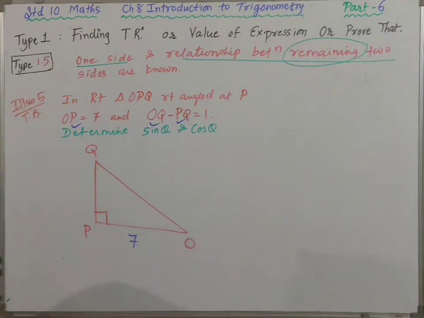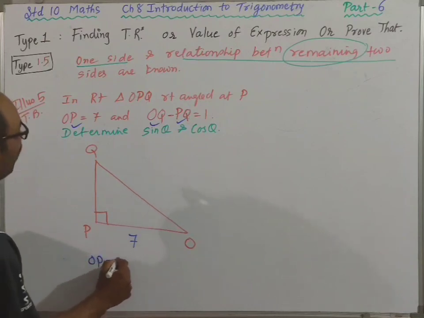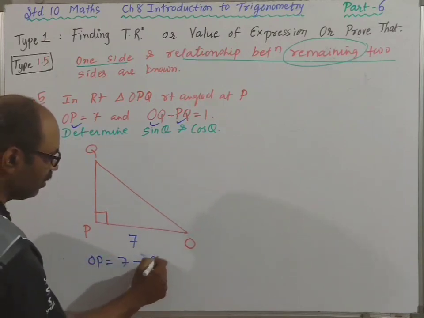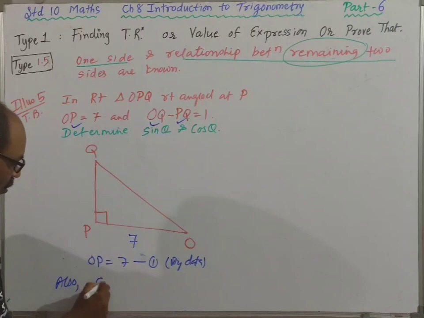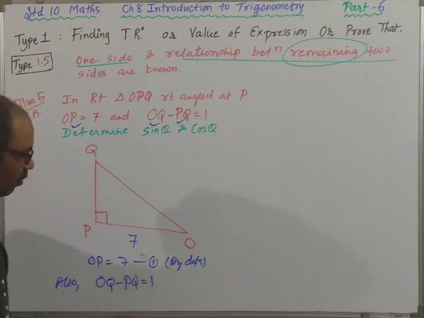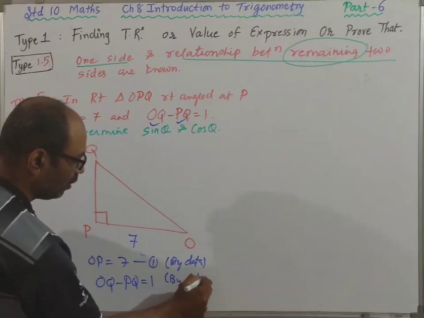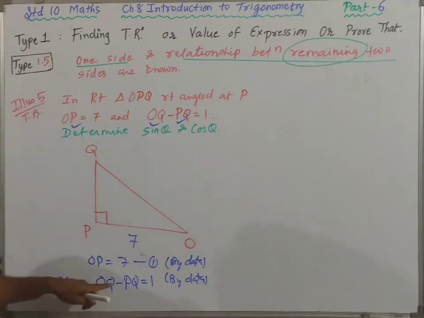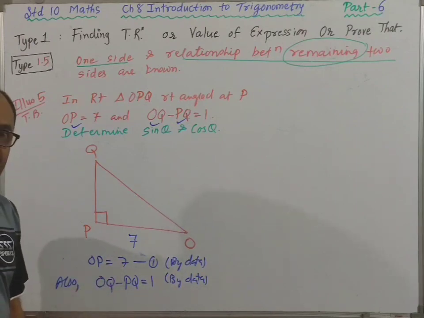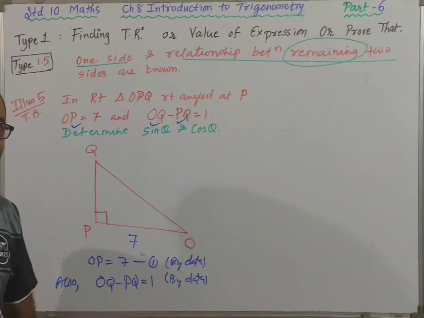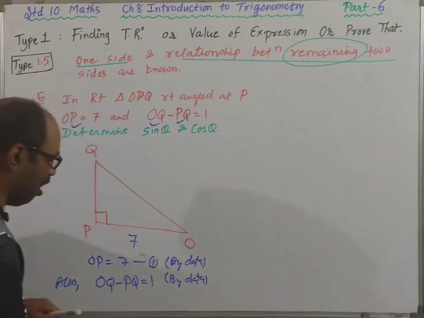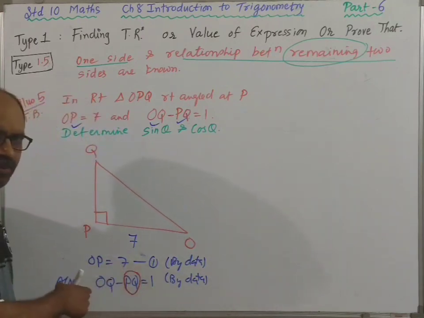Let's see. I'll start with given OP is equal to 7. Also, what else is given? OQ minus PQ is equal to 1. Children, now both are not known. So for one I have to put X and for the other I have to put Y. But then I am involving two variables. The more variables, the more trouble. So I need only one variable. So I am going to put only for PQ, or you can put for OQ also.